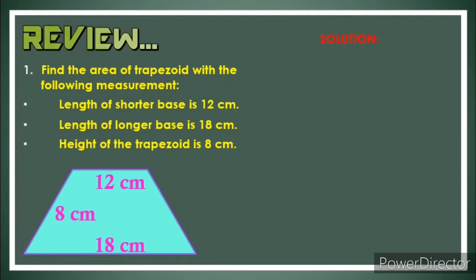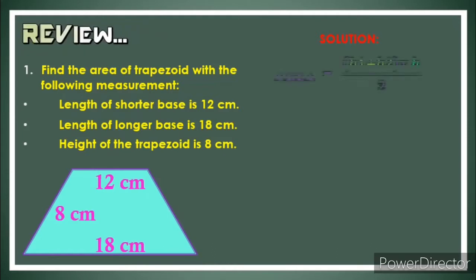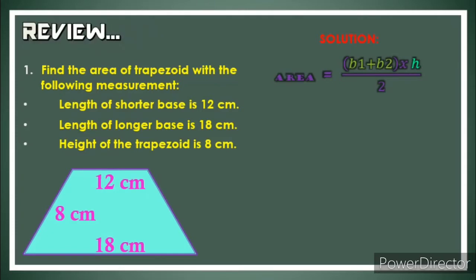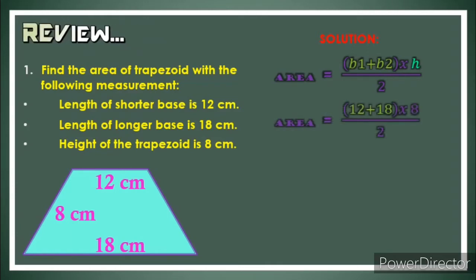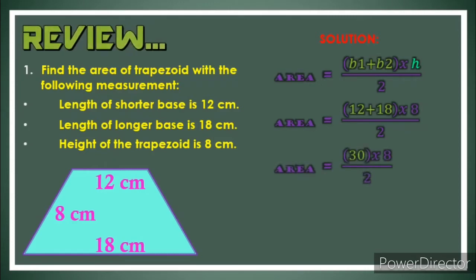So again, what is the formula in getting the area of trapezoid? Very good. Area equals base 1 plus base 2 times height divided by 2. Step 1, let's substitute the value of base 1, base 2, and height: 12 plus 18 times 8 divided by 2. Let's add first the numbers inside the parentheses. 12 plus 18 equals 30, times height, divided by 2.